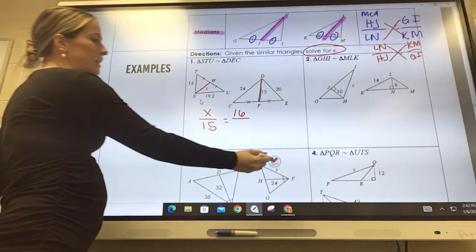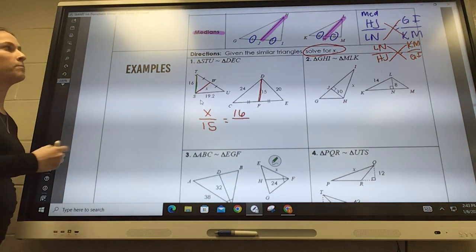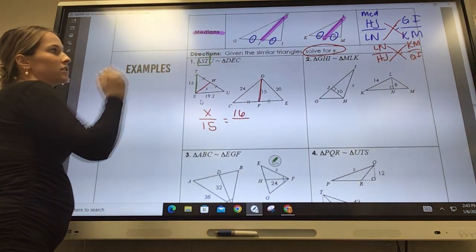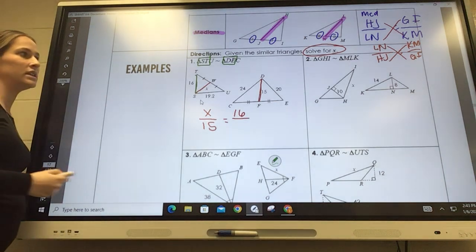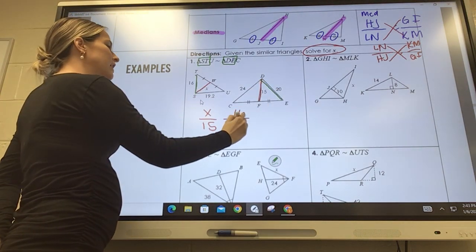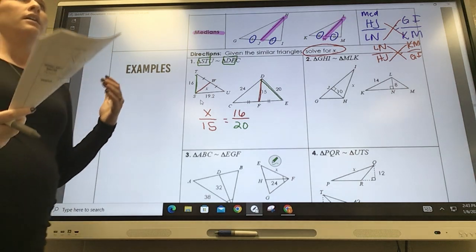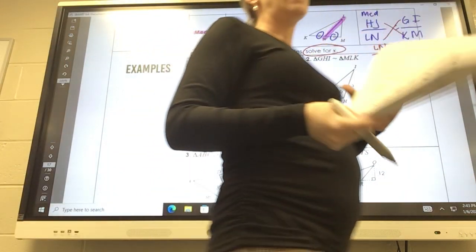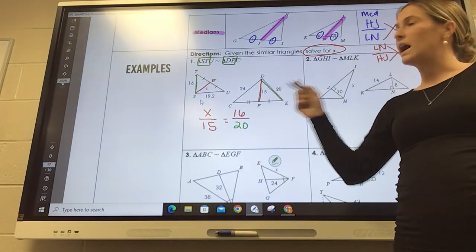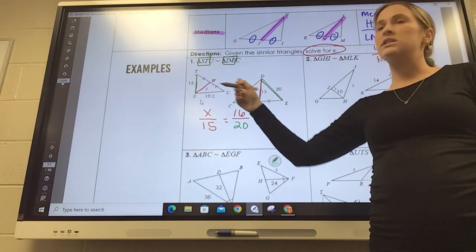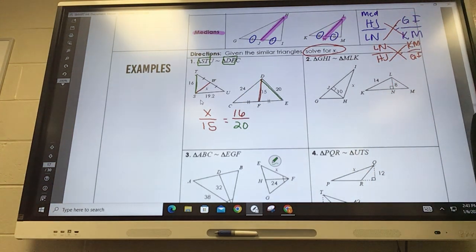So 16 is, if you look at your similarity statement, ST or TS. So if you look at ST or TS, what does that match on my other triangle? DE, which is 20. So yes, the numbers that you pick, it doesn't matter which one as long as you match it correctly to your opposite triangle. So since I picked 16, I had to pick 20. I couldn't match 16 with 24. Does that make sense? Okay. All right. So when I solve this, what do?